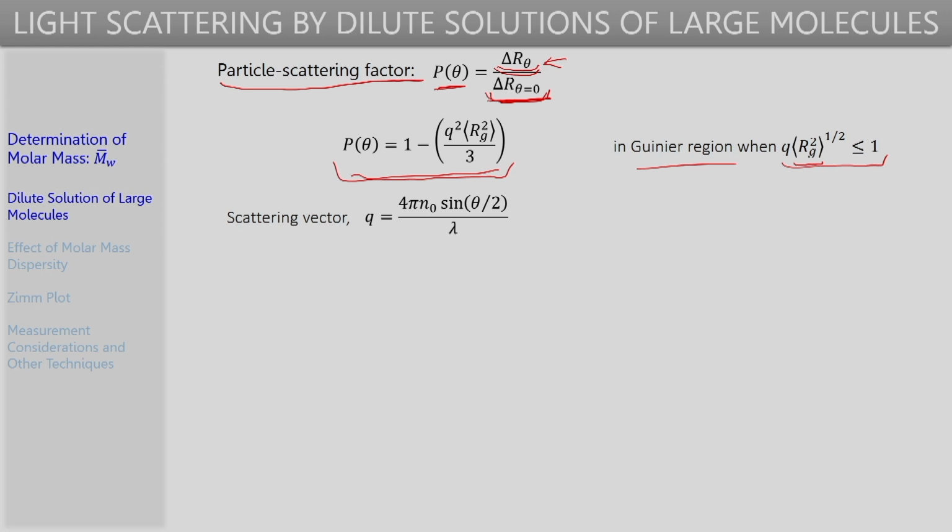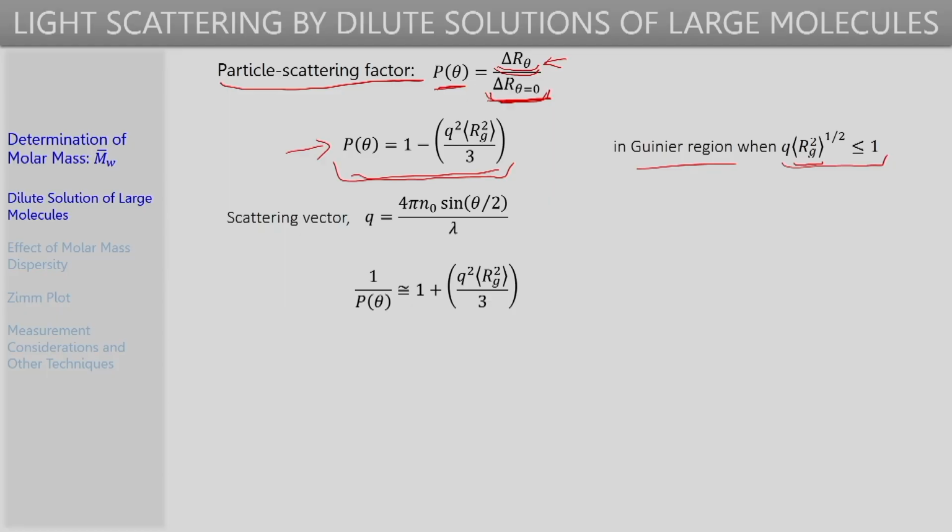In the Guinier region, where this shape independent expression for P theta is valid, we can also find out the expression for 1 over P theta. We will see that this quantity 1 over P theta, or the reciprocal of P theta, appears in the static light scattering equation. So if P theta is given by this equation, one can approximately write 1 over P theta as 1 plus q squared Rg squared by 3, provided the assumption that this quantity is much less than 1 is valid.